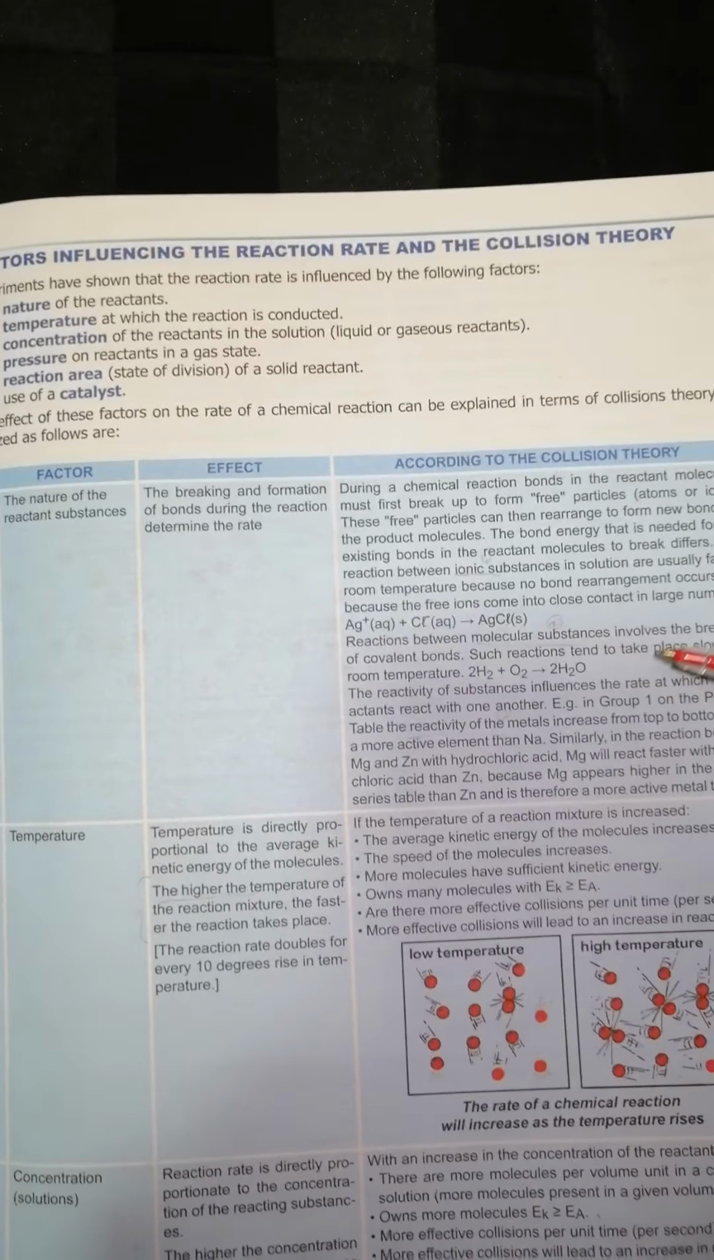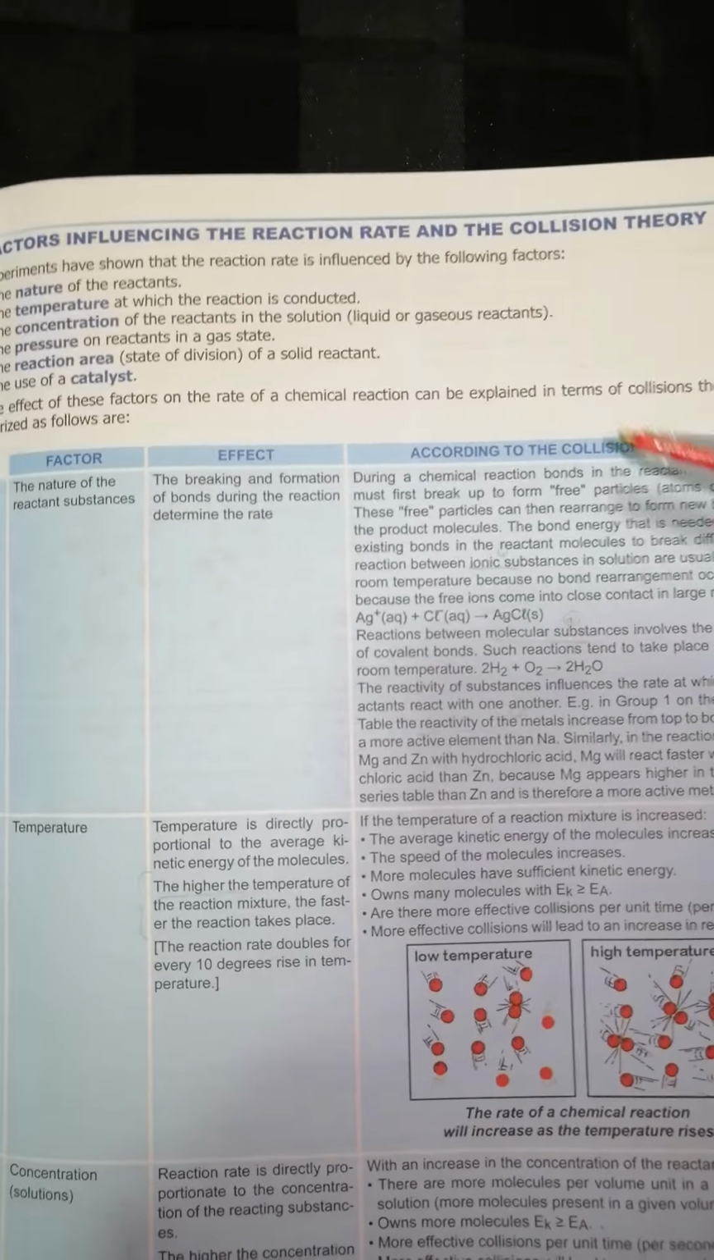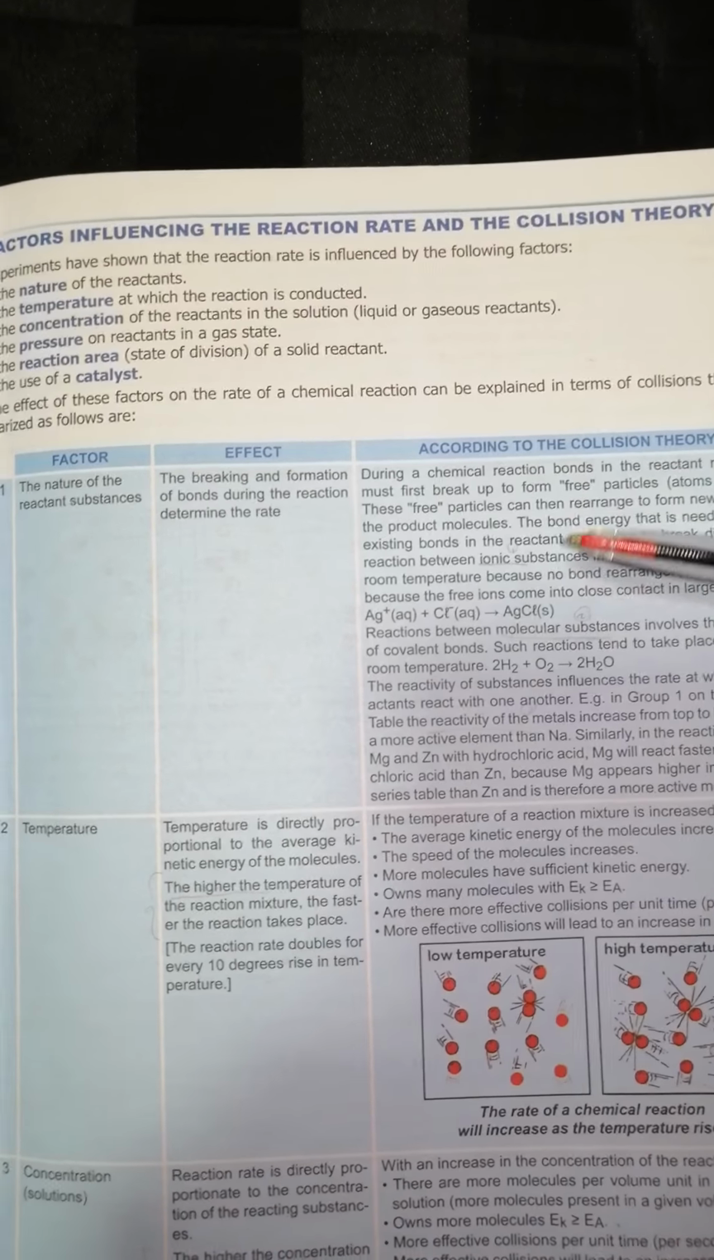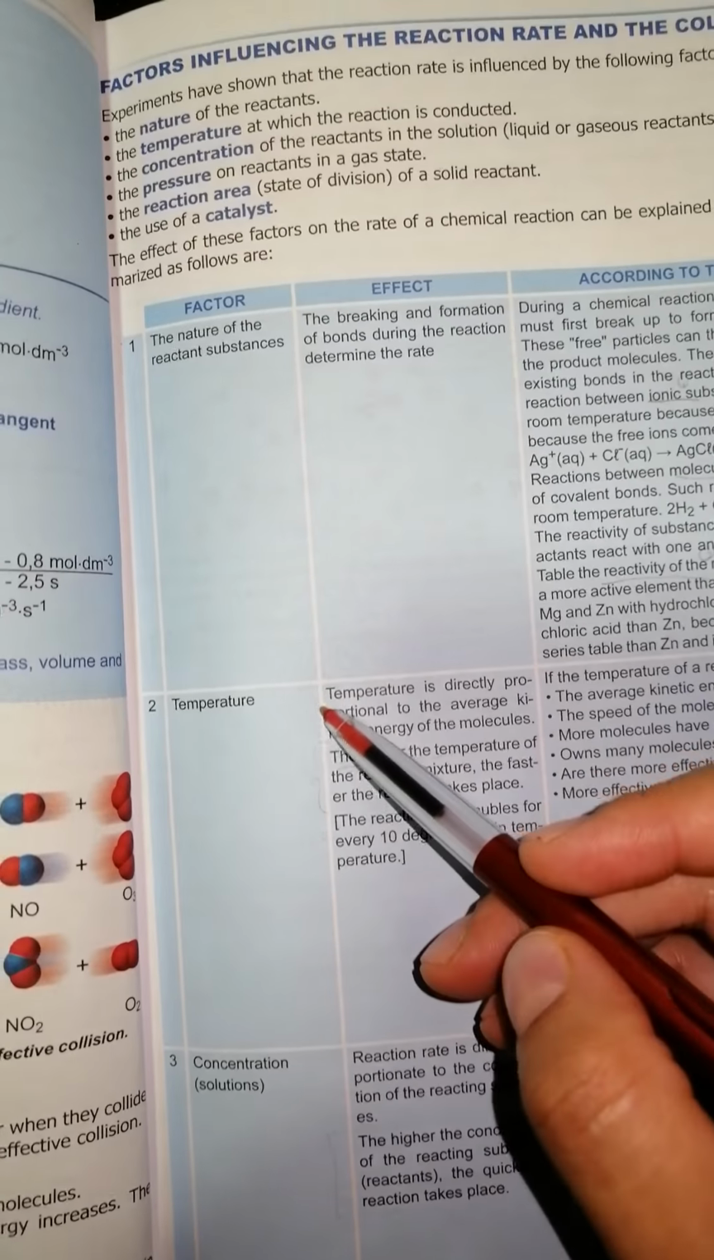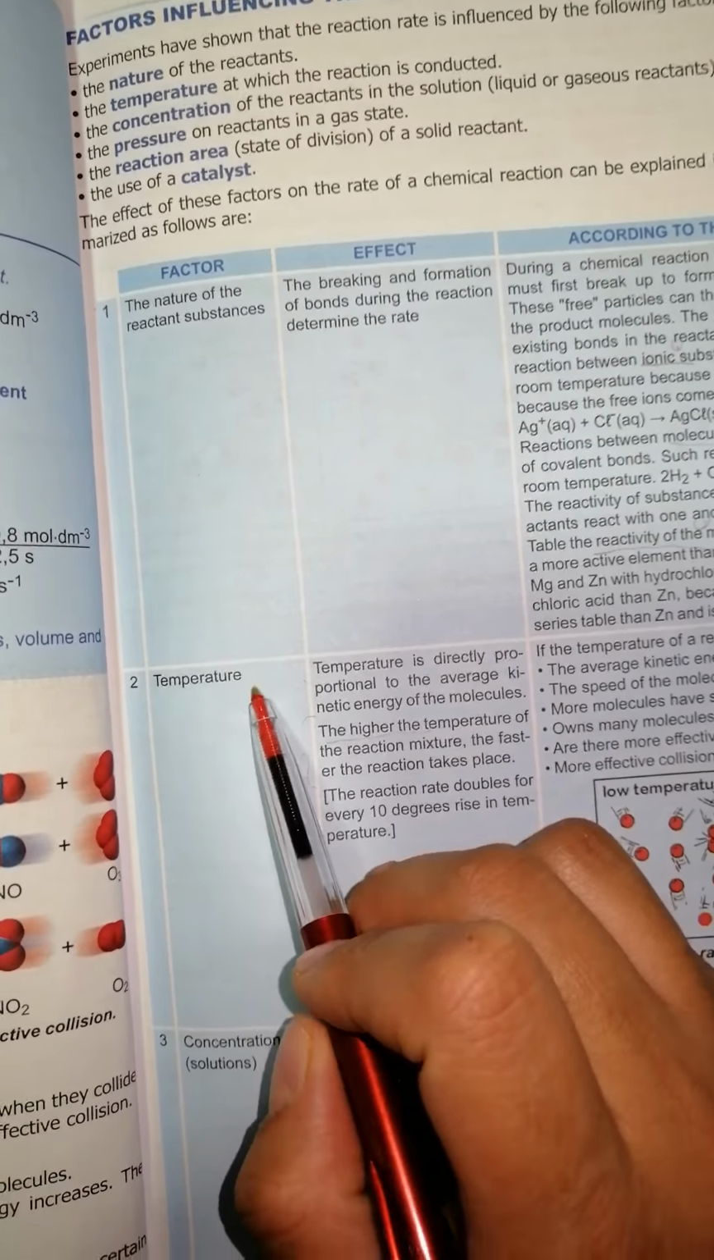Now the nature of the reaction basically means what the reactants are. You don't need to know too much about that, but some compounds naturally react more than others. Some are just more reactive. Right, the second thing, and a very important thing that affects rate of reaction, is the temperature.